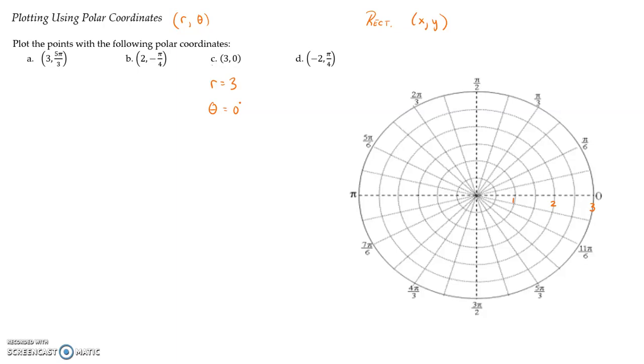Okay, so I'm going to come out to 0 degrees, which is going to put me right along my positive horizontal axis, and I'm going to count out a total of 3 radii lengths. Now keep in mind I'm letting those 2 circles represent 1 unit. So here is my R value of 3, and I'm going to go ahead and plot my point, and I'm going to label this one C.